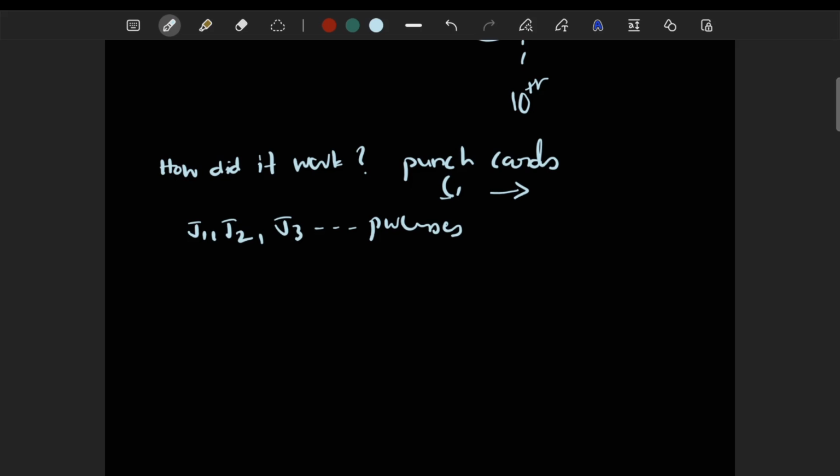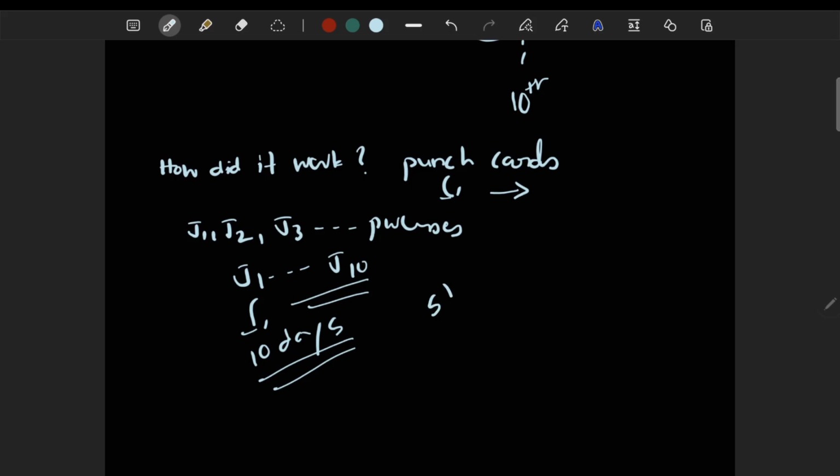One more thing we see is, suppose there are jobs J1, J2, up to J10. If J1 takes 10 days, the rest all have to wait. All the programs have to starve if J1 takes 10 days. That is known as starvation. So this was one of the big problems in batch processing.